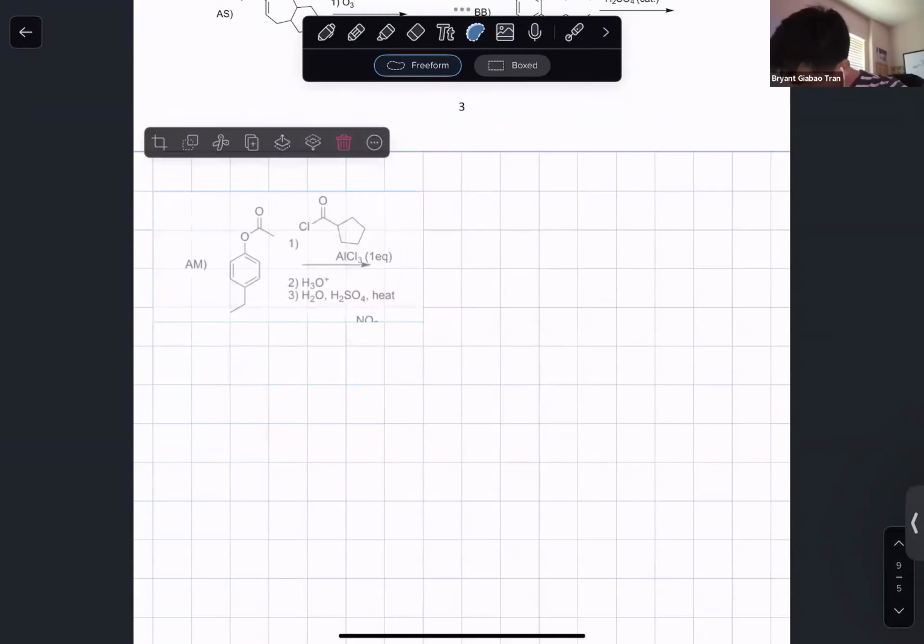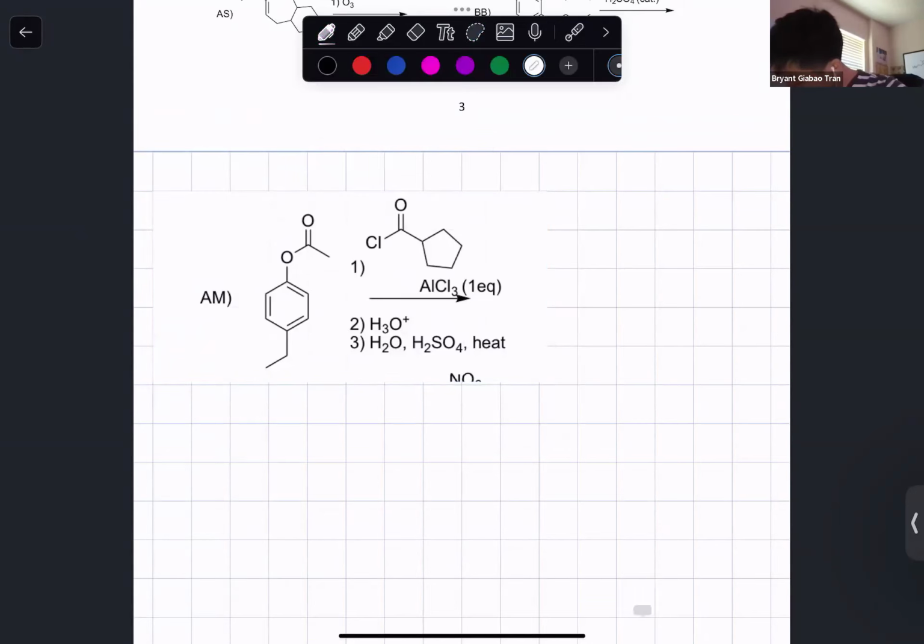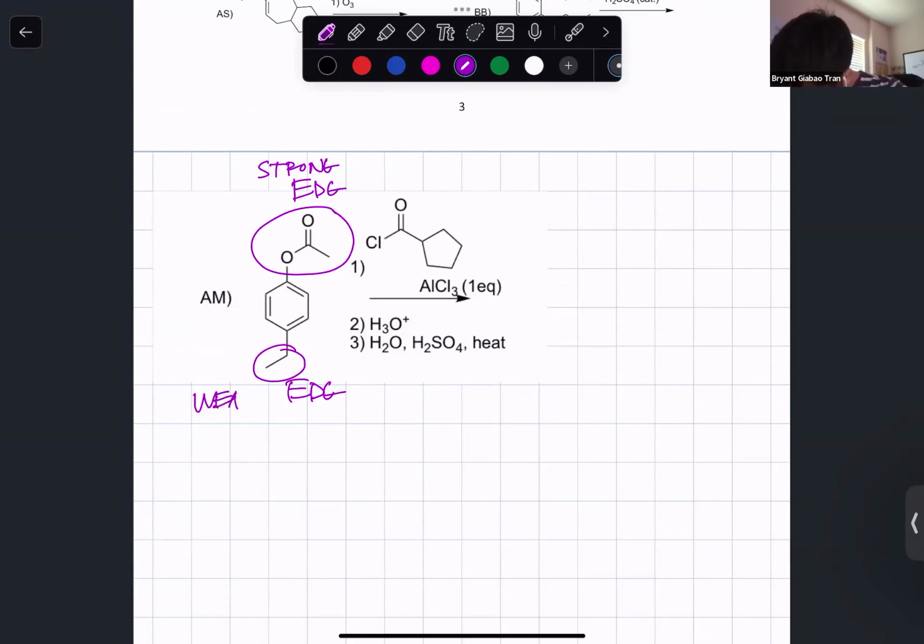Okay, so for this one right here, this is midterm 2 material with the benzene reactions. We see that we have a benzene ring in our starting material reactant with 2 groups. And these 2 groups are EDGs, right? This is an EDG. This is another EDG. If we have 2 EDGs, we have to choose the stronger EDG over the weaker EDG, right?